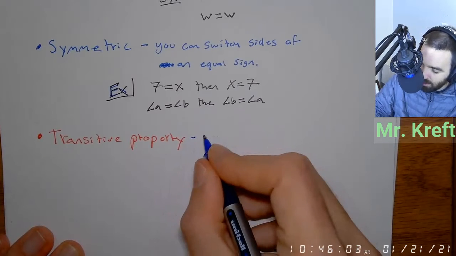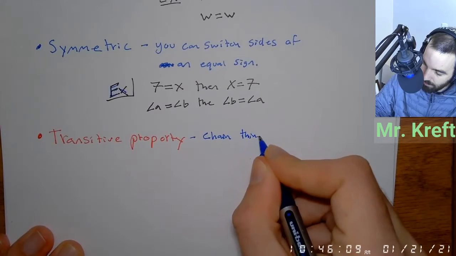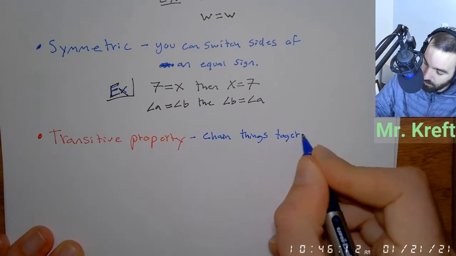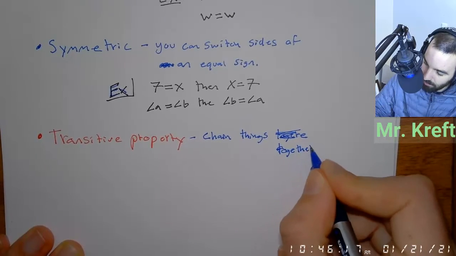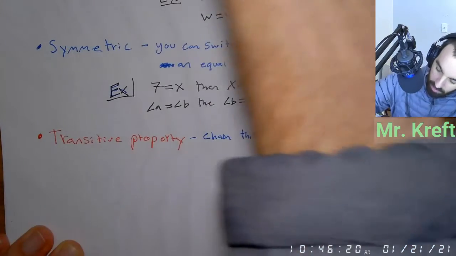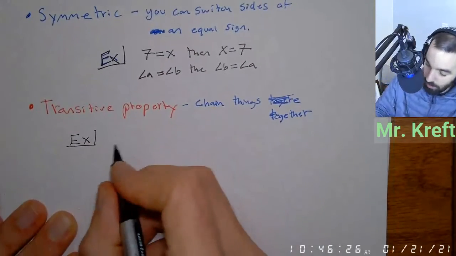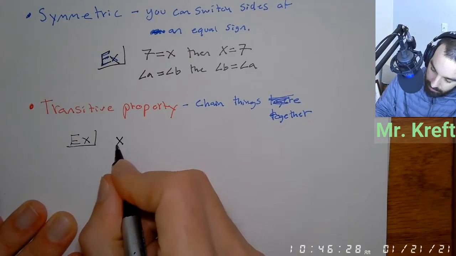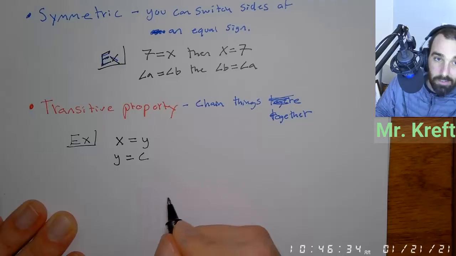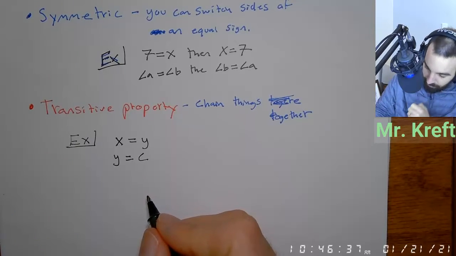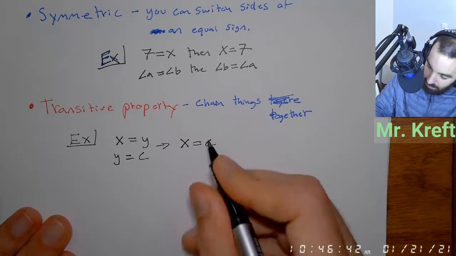So it's basically chaining things together. Get it together, Craft. All right, the example is going to make more sense. The transitive property is when we chain. So let's say I have x equals y, y equals c. Then what's our new statement? x equals c.